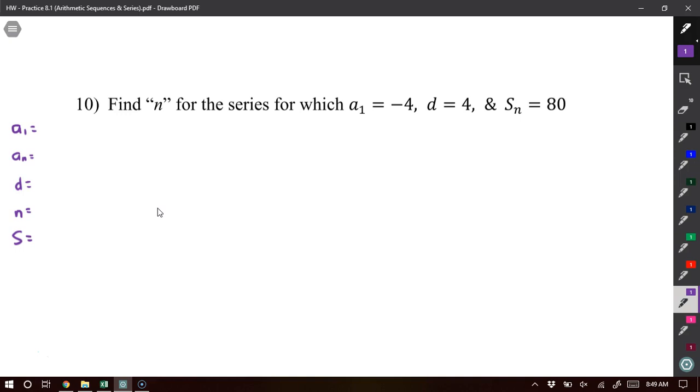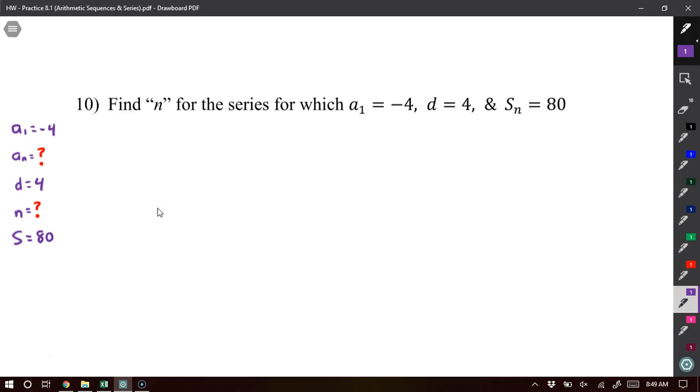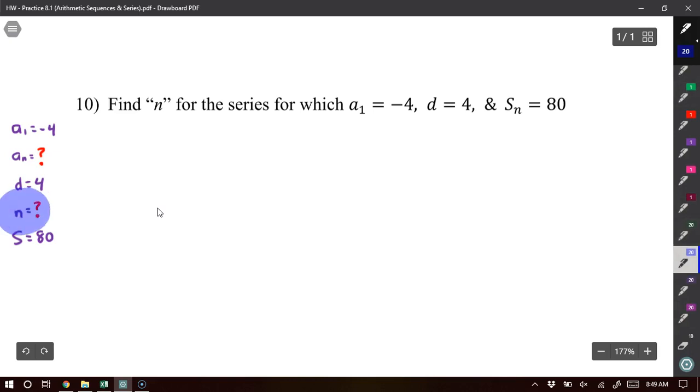I know a1 is -4. I have no idea what my last term in that sequence, in that series is. I know my difference is +4. I have no idea how many terms are in that sequence. So I have two unknowns here, but I do know my sum is 80. And so when I think about it, I have to go through and figure out what is n. So like the end game, what I'm trying to actually solve for is I'm trying to find n.